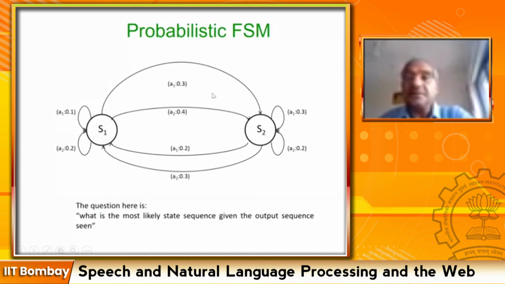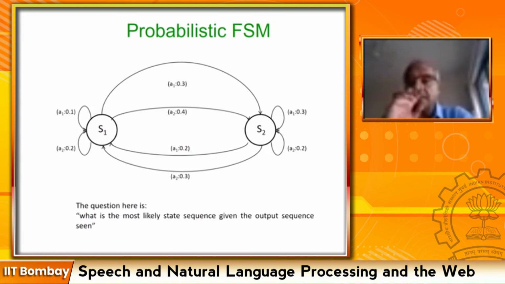So I illustrate Viterbi decoding with a very simple example. There are only two states, S1 and S2. S1 on A1 as observation comes back to S1 with probability 0.1. S1 comes back to S1 on observation A2 with probability 0.2. S1 goes to S2 on observation A2 with this probability. S1 on A1 goes to S2 with probability 0.3. So there are only two states and only two observations, A1 and A2. Without worrying about many details, let us just note that each of these arcs has some weightage associated with it. That weightage is linked to the probability of observation and transition.